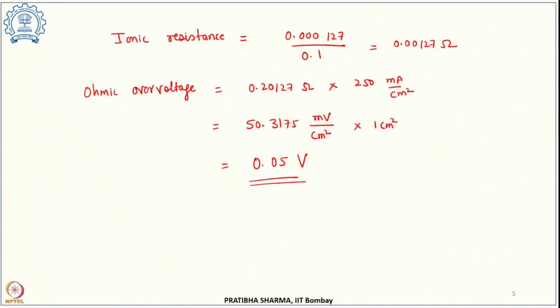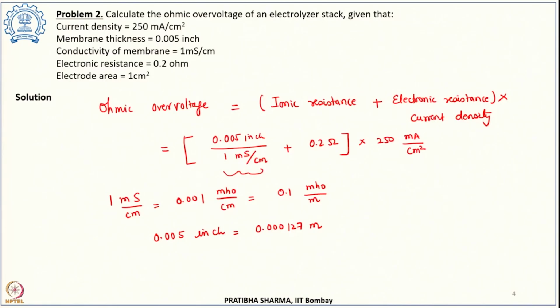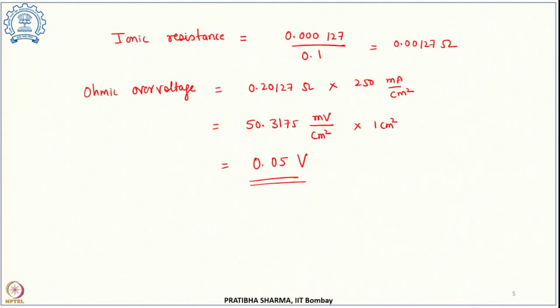So in this problem what we have done is, we have ohmic overvoltage, which is the sum of both the ionic resistance and electronic resistance, times the current density. We found these terms, with just some conversions so as to get the ionic resistance, and finally we have converted it into ohms, added that to the electronic resistance to get the total resistance times the current density, and that gave us the ohmic overvoltage in the problem.